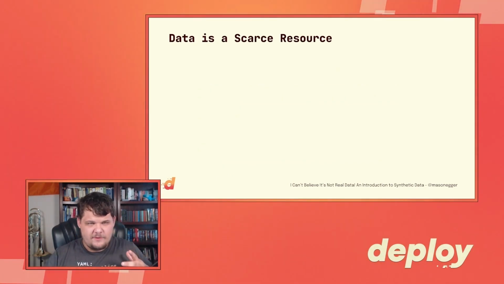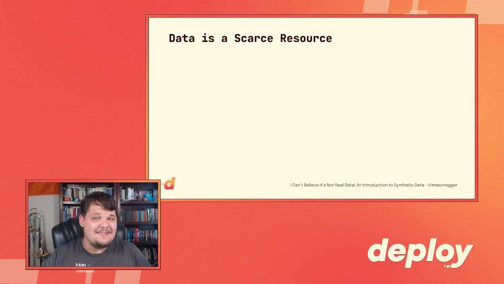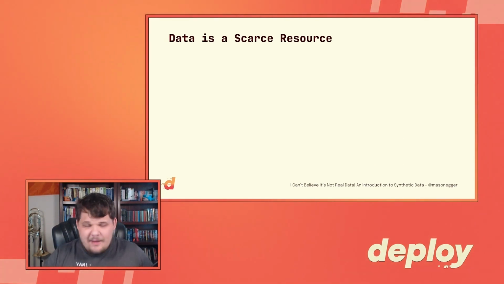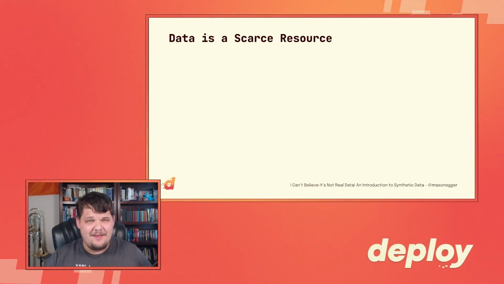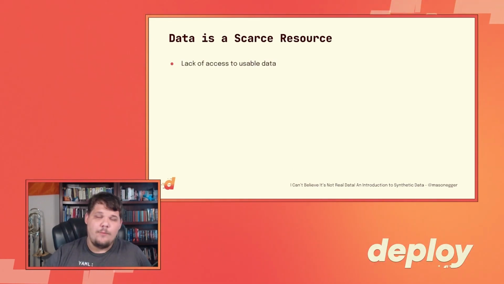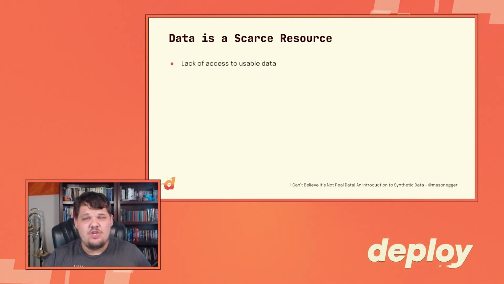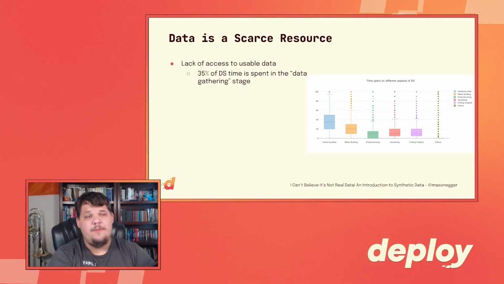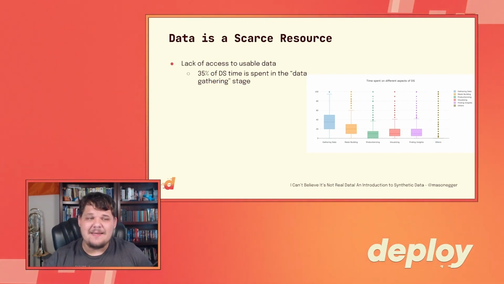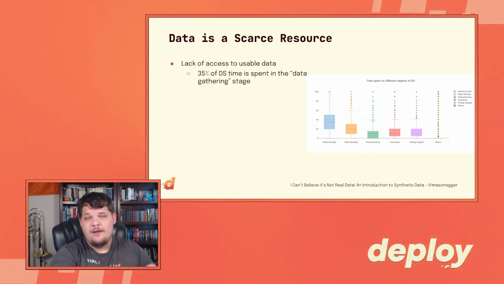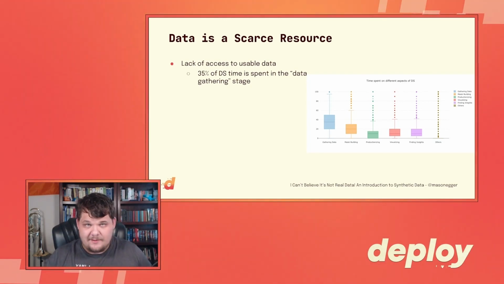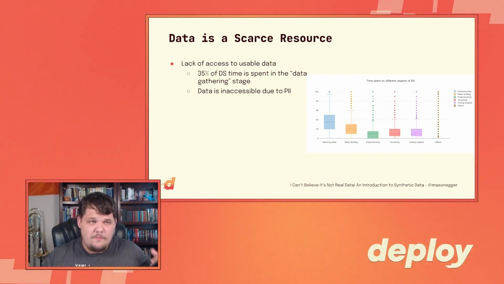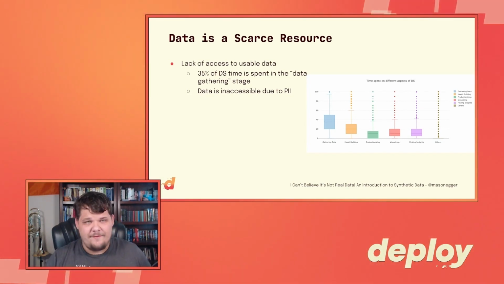So the theme that we saw between these two examples is that data is a scarce resource. Developers, data scientists, machine learning engineers, anyone and everyone has issues when it comes to data. There's a lot of challenges around getting data. More often than not, developers don't have access to usable data. And on the machine learning and data science side of things, this can be a big problem, because as we see, 35% of time is spent in this data gathering stage, much more than any other stage in the process of creating a new machine learning model. And very often this data is inaccessible due to PII, so even if they can get access to this data, they still don't have enough of it to be usable.